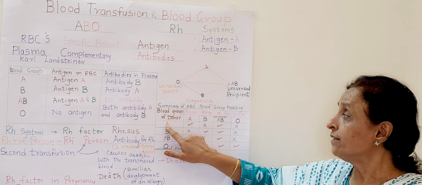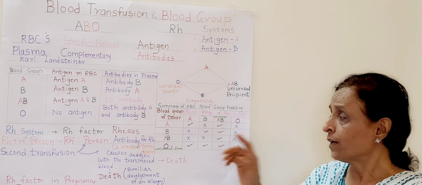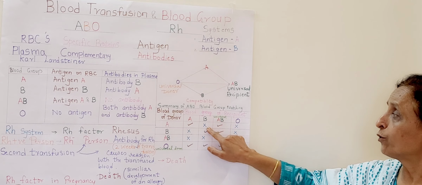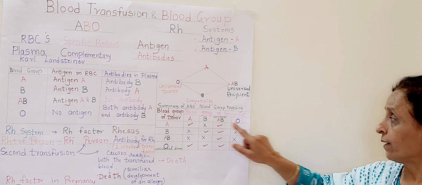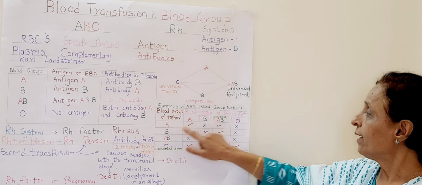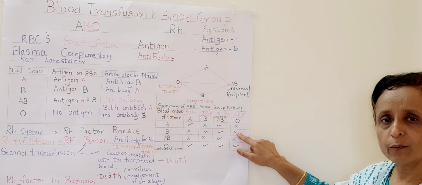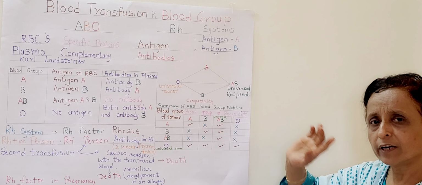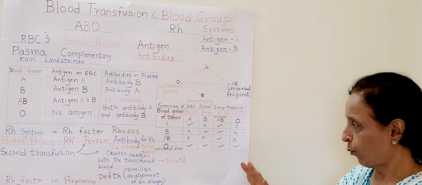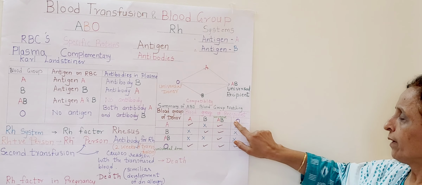So A can donate to A, B can donate to B. A cannot donate to B, but it can donate to AB. It cannot donate to O. B cannot donate to A. B can donate to B, and it can donate to AB. It cannot donate to O. Now AB cannot donate to A and B. It can only donate to AB. It cannot donate to O. O can donate to all: A, B, AB, O.